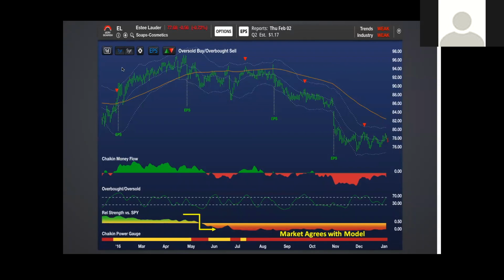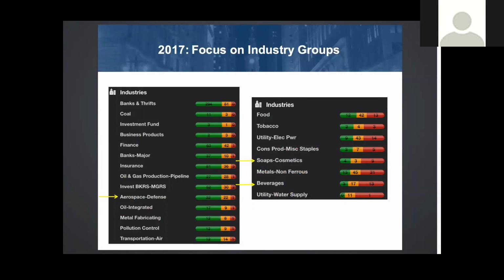So here's Estee Lauder. You see all the classic signs of a classic Chaikin bear, power gauge bearish, relative strength to the market weak, institutions continuing to sell. It's a great company, but the stock's down from 98 to 78 and showing no signs of a bottom. Now, one more industry group we'll focus on, we've been looking at sectors, is aerospace defense. It's in the industrial sector, which has 22 bullish stocks and 1 bearish. And then just to reiterate what we looked at a minute ago, soaps and cosmetics and beverages, very weak power bars. We call this the power bar. More bearish than bullish stocks, there to be avoided.